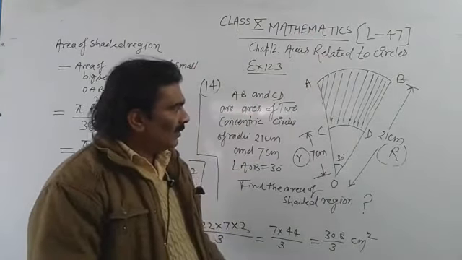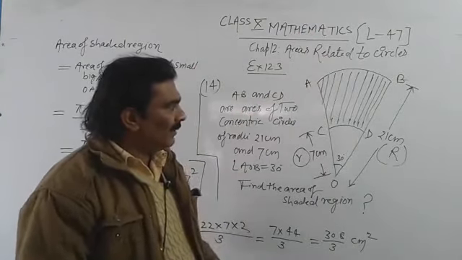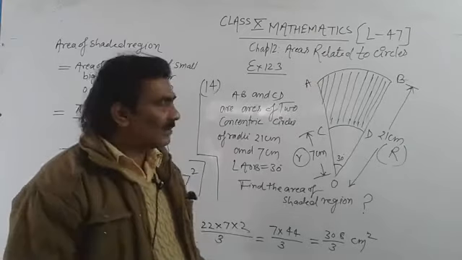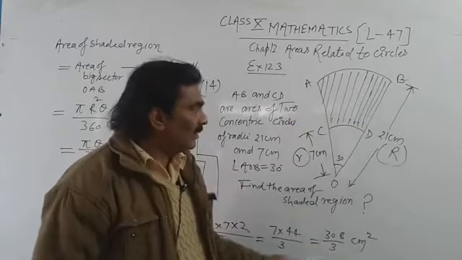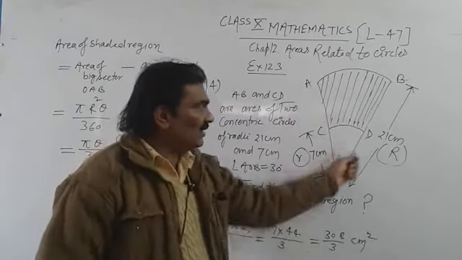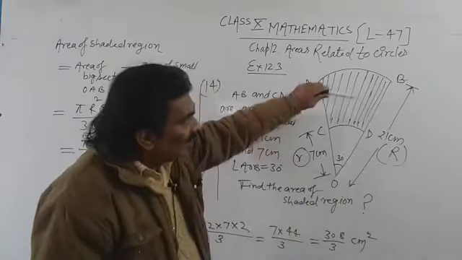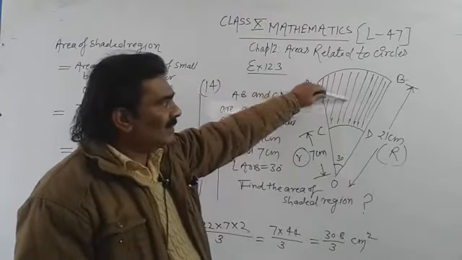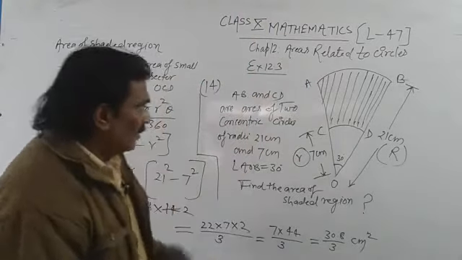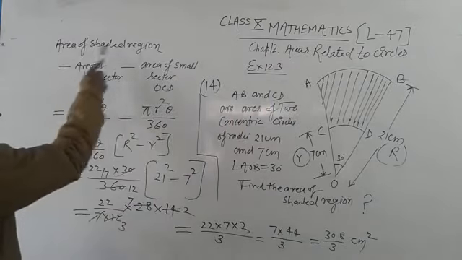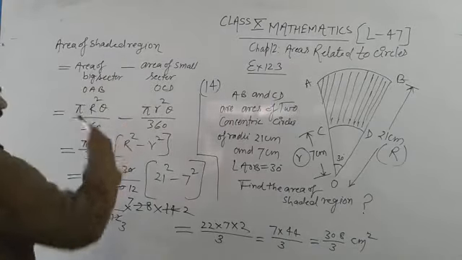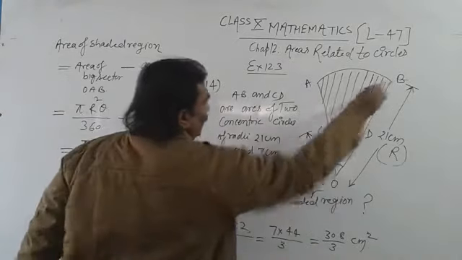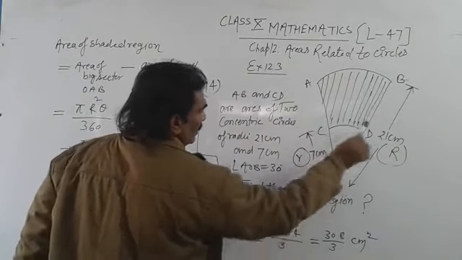So students, in this question we have to find the area of this portion, the shaded region. From the diagram we have two sectors. First is OAB, the bigger sector of the big circle, and OCD is the small sector. So to find the area of this shaded region, we will write: area of shaded region is equal to area of big sector minus area of small sector. Big sector is OAB and small sector is OCD.